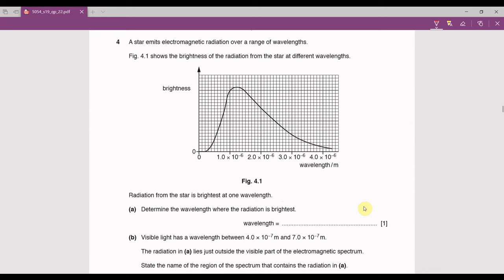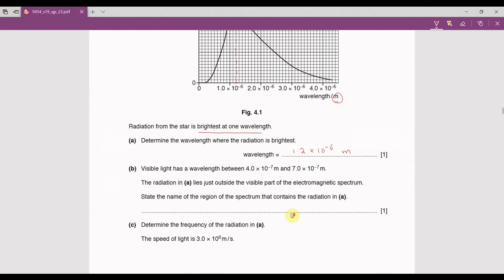So they're saying that the radiation from the star is brightest at one wavelength, and we can see, so what is that one wavelength in part A? So we can see this is the highest point on the graph, which is very easily visible. So you can just see the wavelength at which the brightness is highest, and just read this value from the graph. So that would be 1.2 times 10 to the power minus 6, and don't forget your unit. The unit is meters. It's given in the graph. So that is your wavelength.